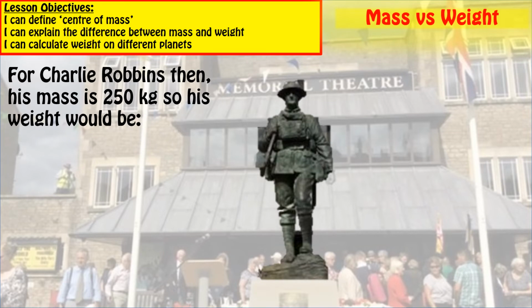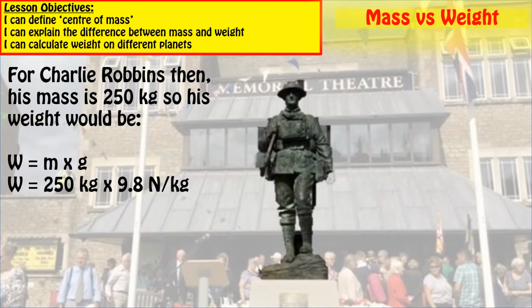So for Charlie Robbins, his mass is 250 kilograms. So let's see what his weight would be. W equals m times g, weight equals mass times gravitational field strength. The mass is 250 kilograms. Gravitational field strength is 9.8 newtons per kilogram. We times them together, and that gives us the weight, 2,450 newtons.